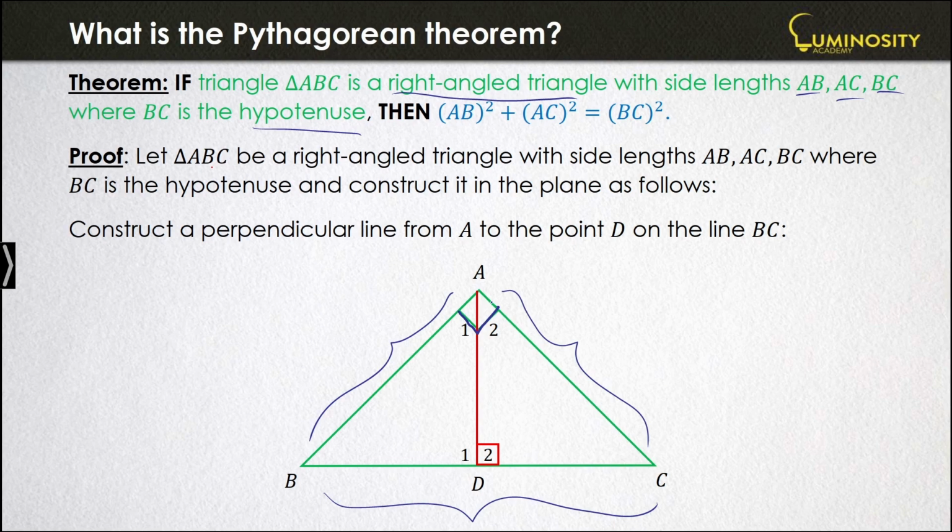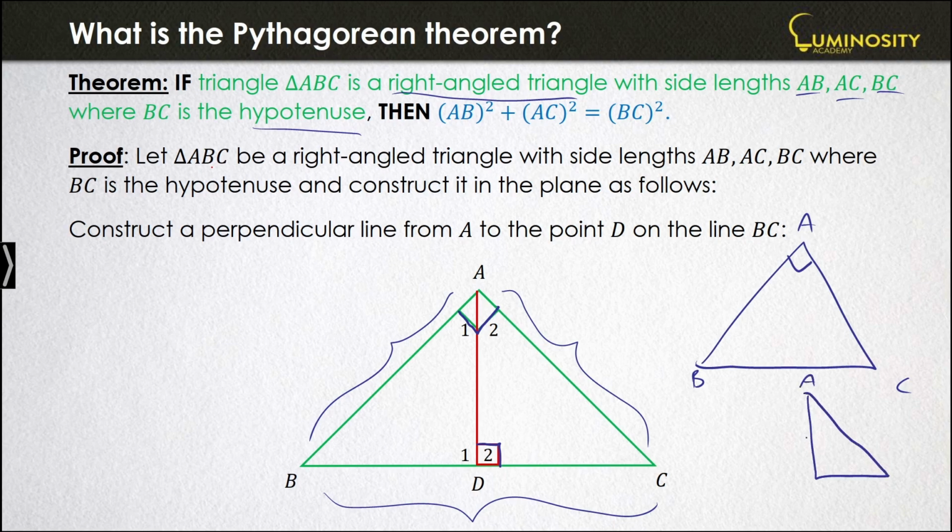Next, we're going to make a construction. The construction is to create a perpendicular line from the vertex point A down to the point D, where D lies on the hypotenuse BC, but that line is perpendicular to the line BC, so it creates a right angle here. Okay, so you can sort of see three triangles. You have the larger right-angled triangle ABC. Then inside that, you've got two smaller right-angled triangles, ADC and ADB.